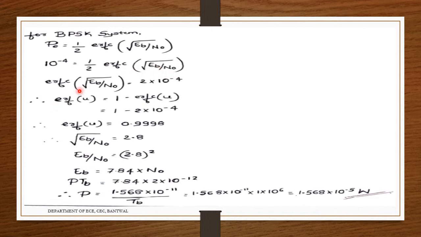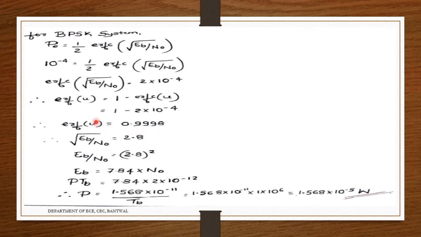For that, I will take the complementary error function of square root of Eb by N naught equal to 2 into 10 to the power of minus 4. I'll go with the formula that the error function of U is equal to 1 minus the complementary error function of U, where U is the square root of Eb by N naught. That is 1 minus 2 into 10 to the power of minus 4. So the error function of square root of Eb by N naught is equal to 0.9998.